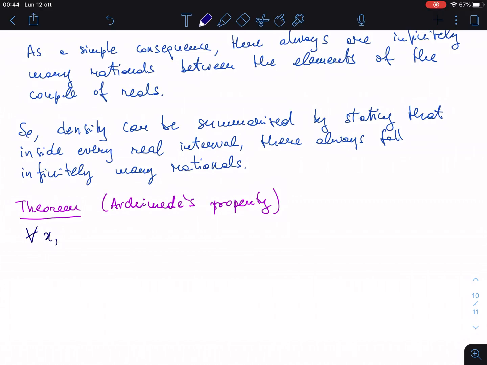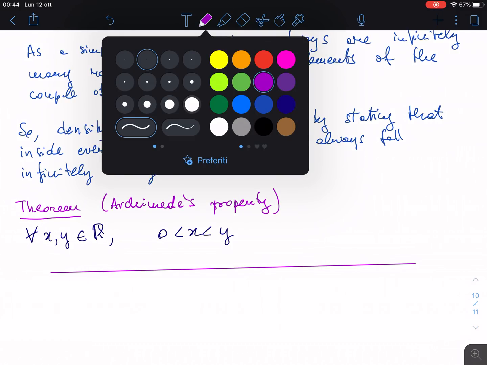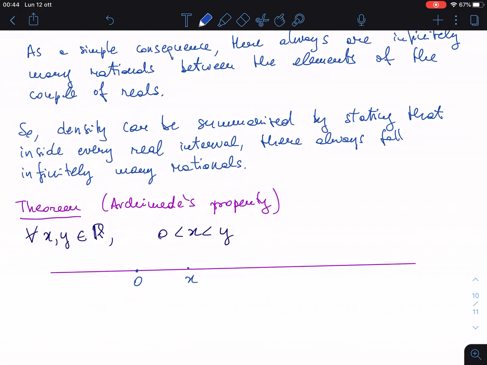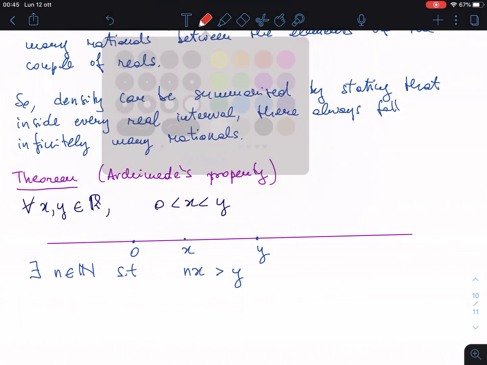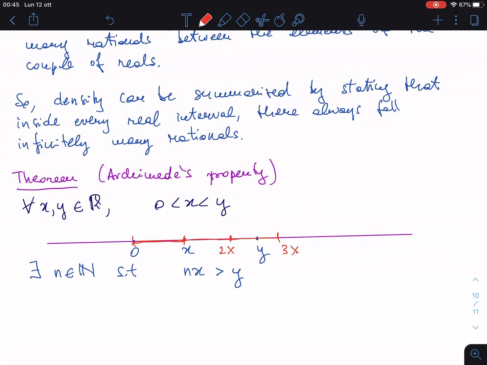You consider two arbitrary real numbers, x and y, with y strictly larger than x. So the situation, as usual, is the following. Here you have 0, x, and y. And Archimedes property says that there always exists a natural number n such that n times x is larger than y. So it doesn't matter how small x is with respect to y, but if you perform a sufficient number of steps equal to x, sooner or later you will overcome y.